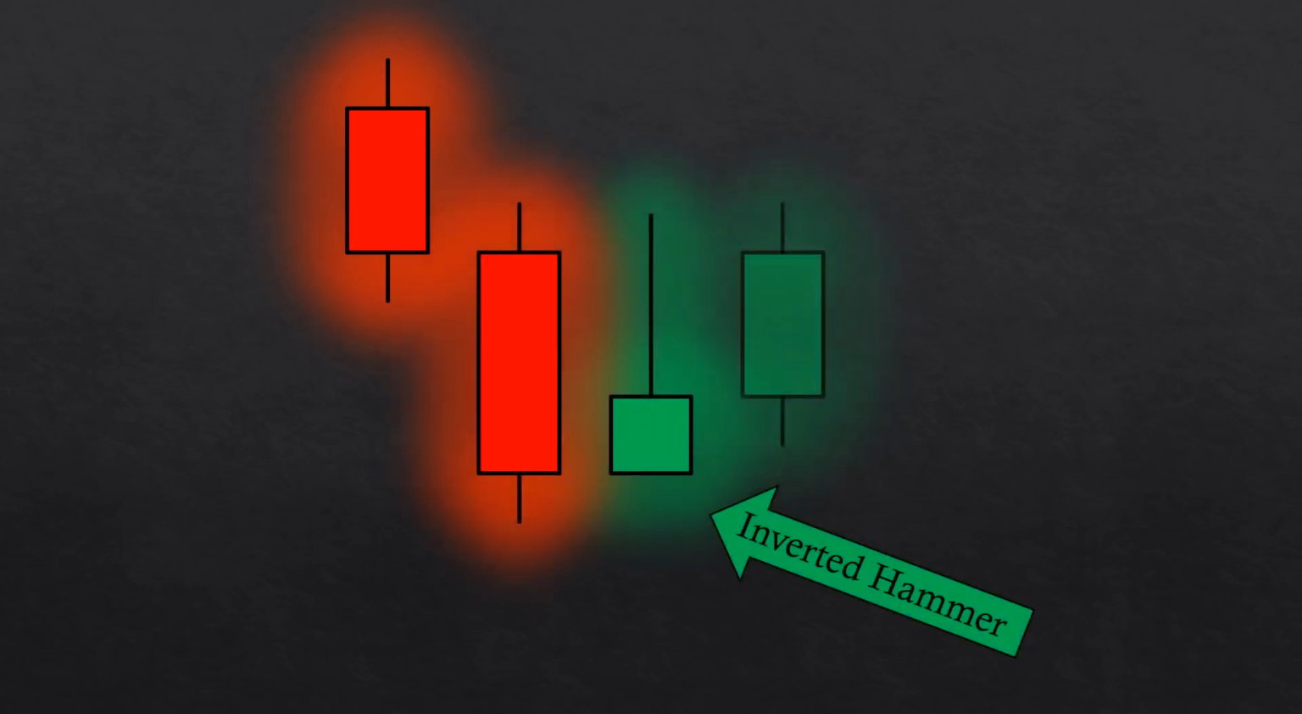The way an inverted hammer appears in a price chart is when price is going down, then an inverted hammer appears, and then price will tend to go in the opposite direction right afterwards.